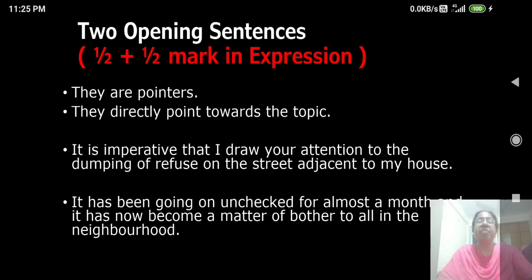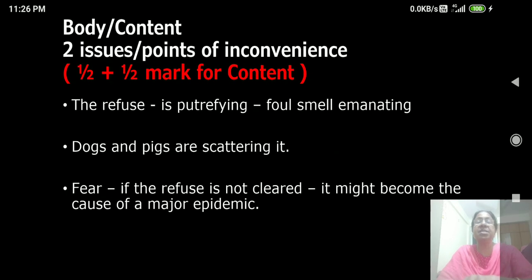So here we have two opening sentences, half plus half marks in expression. They are pointers. They directly point towards the topic. It is imperative that I draw your attention to the dumping of refuse on the street adjacent to my house. It has been going on unchecked for almost a month, and it has now become a matter of bother to all in the neighborhood. So, two opening sentences. Now we have two issues or 2 points of inconvenience. For that you get half plus half marks.